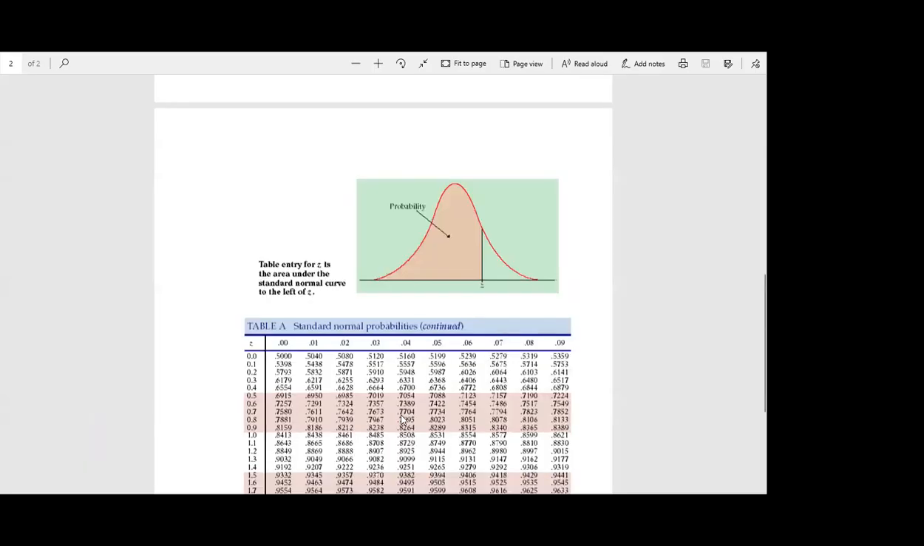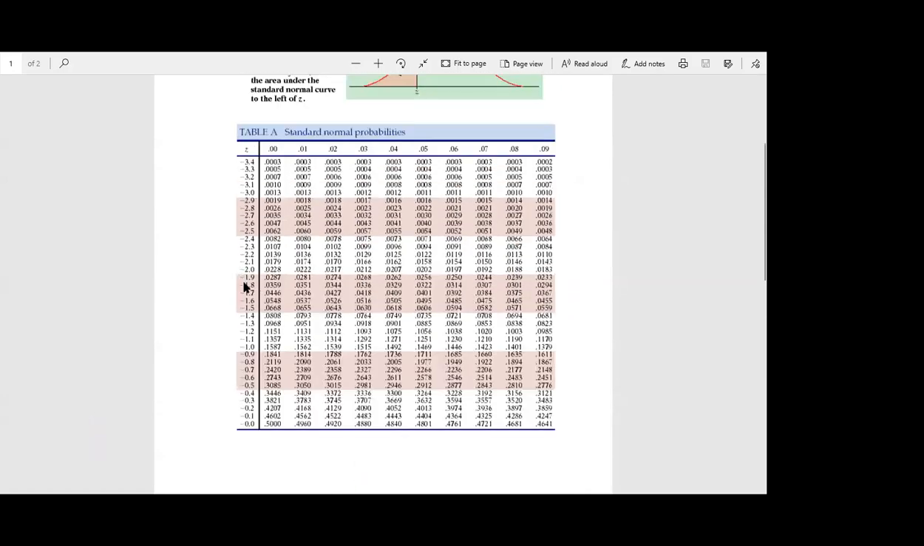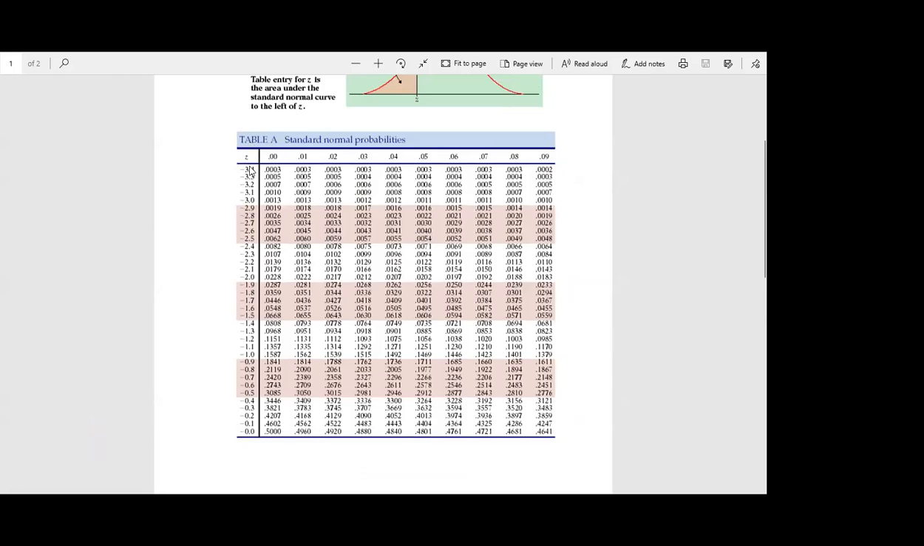So for negative 1.68, you can look in your negative table. So you look along your y-axis first for negative 1.6, and then you can look along your x-axis for 0.8 and look where they intersect.